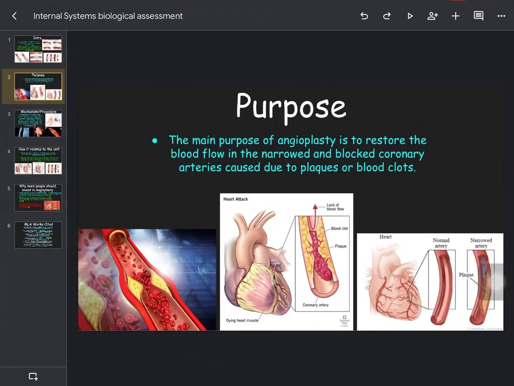Now if you were to talk about the main purpose of angioplasty, which is to restore the blood flow in the narrowed and blocked coronary arteries caused due to plaques or blood clots. When plaques or blood clots form around the walls of the coronary artery, it can result in something called coronary artery disease, or CAD for short. Angioplasty can also help restore the blood flow in the heart without the need for an open heart surgery. And angioplasty is also often used as a quick way to open blocked arteries during a heart attack.